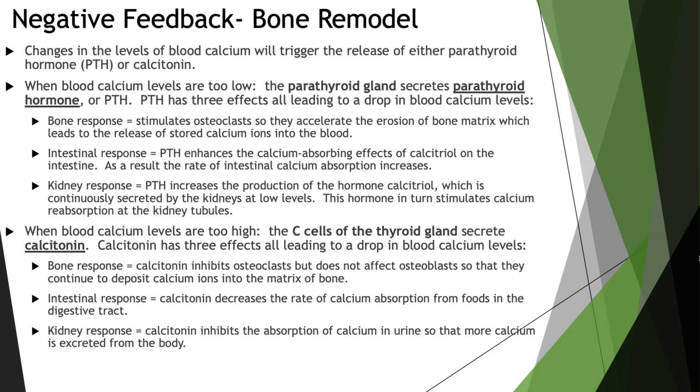And then it also has a kidney response, where PTH increases the production of the hormone calcitriol, which is continuously secreted by the kidneys at low levels. And this hormone, in turn, stimulates the calcium reabsorption by the kidney tubules.